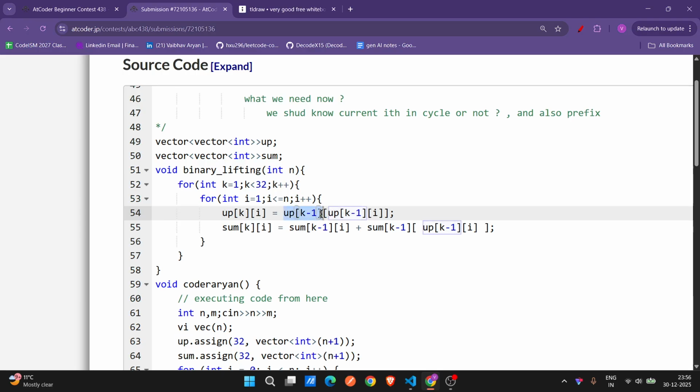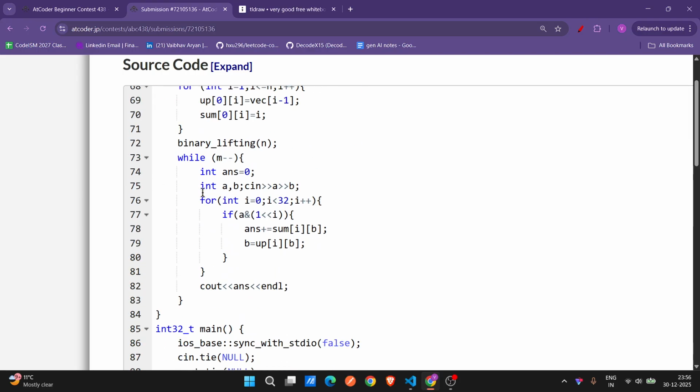Up k minus 1, up k minus 1, this is separate and this is separate. Okay, and the sum of k of i is equal to the same transition. You can see sum of k of i minus 1 and up k minus 1. Okay, so this is the same transition you have here also.